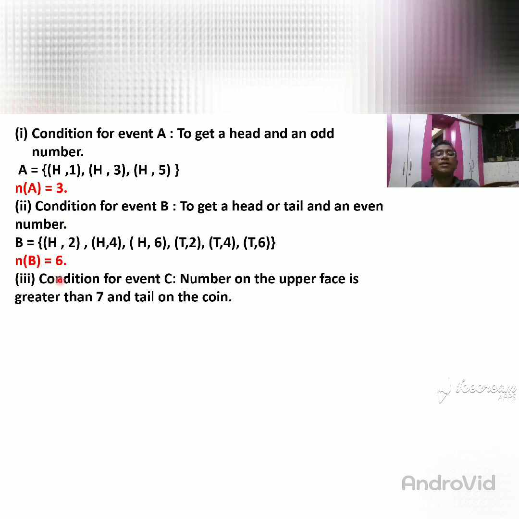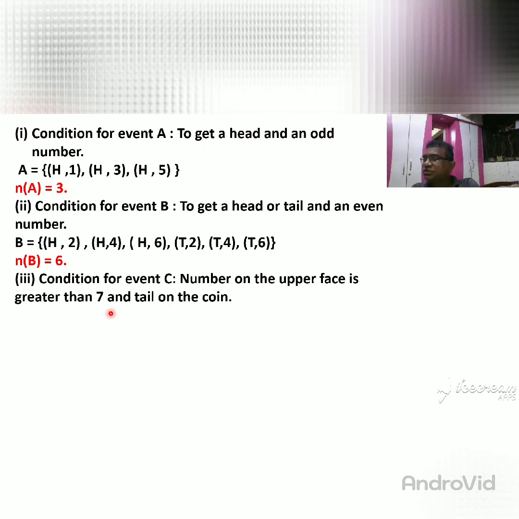C events. Condition for event C: number on upper face is greater than 6 and tail on the coin. So this is such a funny question. Why is this funny? Because all of you know very well, on a die the greatest number is 6. So can you get 7? In the event C, it is written you get a number greater than 7. So how can you get 7 and greater than 7 on a die?